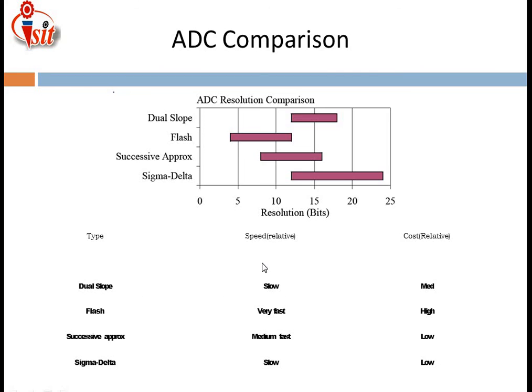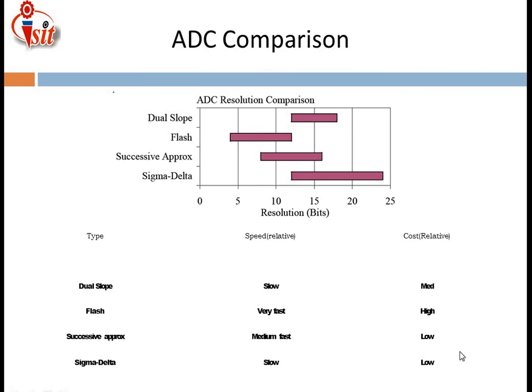The speed of dual slope is slow, and the cost is medium. Then flash type has very fast speed and the cost is high. Then successive approximation has maximum fast speed and the cost is low. Then sigma delta has slow speed and the cost is also low.